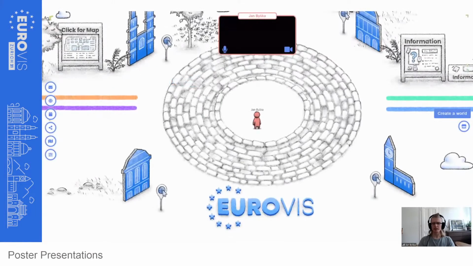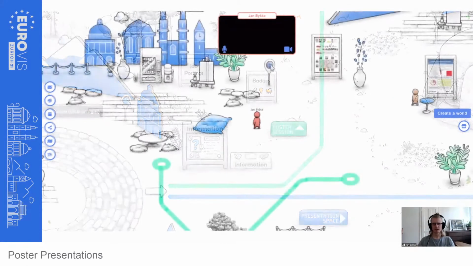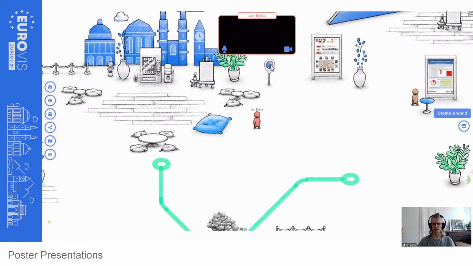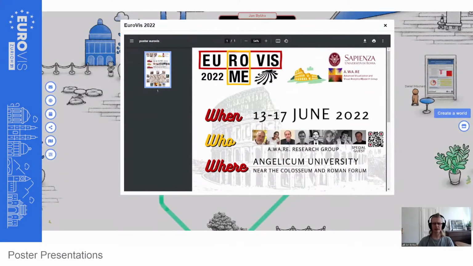When you log in, you will appear in the circle like this one, and from here you can go to the right and follow the green line until you reach the poster session area. Here you will find several boards like this one, for example, and there should be 6 of those, 5 for each poster you have just seen and 1 extra for the EuroVis 2022. If you click on the board, you can explore the posters in detail, for example, like this one.